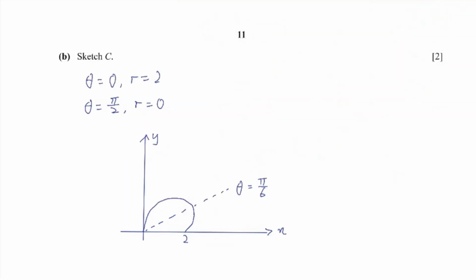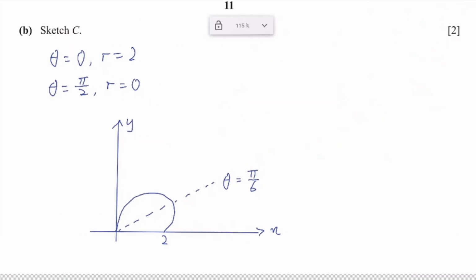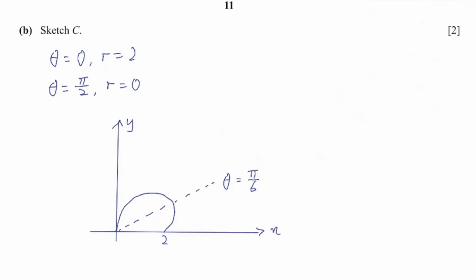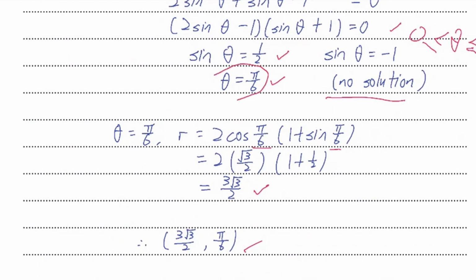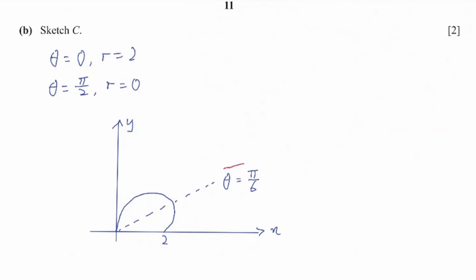Okay, so it's to sketch C. So usually, like I said all the time, if the sketch comes after some question, we are expected to use the feature to help us. So of course, the feature that we actually know from the first part of the question is that when the theta is pi over 6, it should be the furthest from the pole. So we can actually mark the line which is theta equal to pi over 6 here.